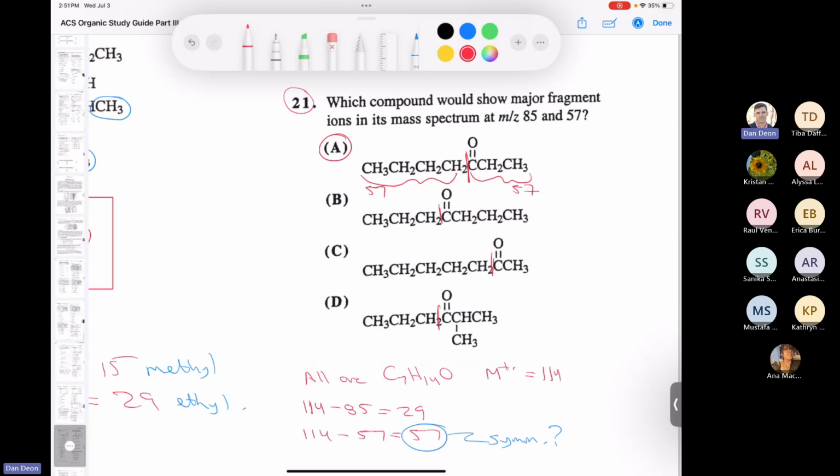If you're wondering, what about the mass of 29? Well, you could lose this ethyl group here, and then you'd have something that's resonance stabilized. You don't have that in anything else. Here you have a propyl. Here you have a propyl. Here you have a methyl. Here you have a pentyl. Here you have an isopropyl. Here you have another propyl. The only place you see an ethyl that could be lost is right here. That is it, and so the answer would have to be A for that one.